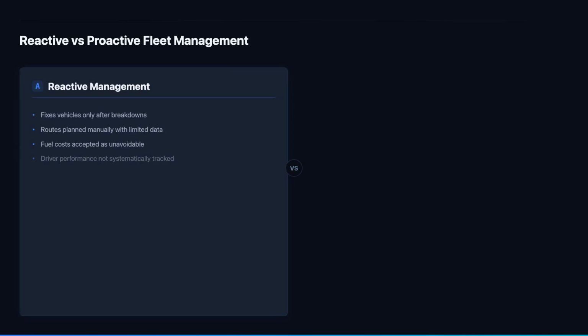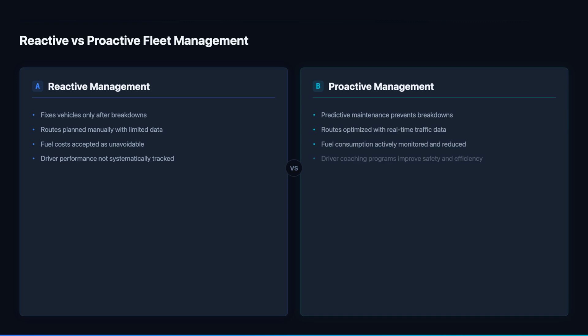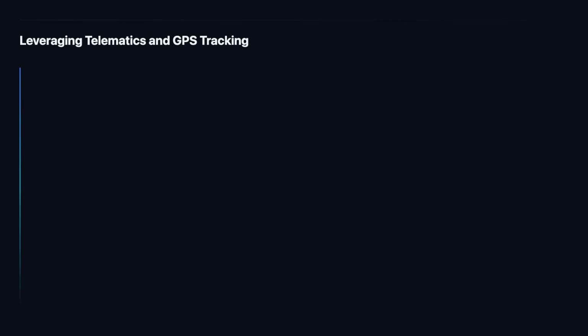Reactive fleet management leads to higher costs, more downtime, and less predictable service delivery. Proactive management reduces costs, improves reliability, and creates a safer, more efficient fleet operation. Modern telematics systems provide the data foundation that makes intelligent fleet management possible.